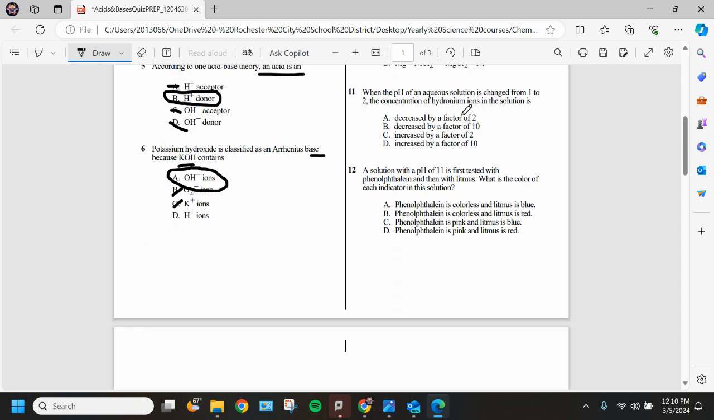11. When the pH of an aqueous solution is changed from 1 to 2, it's a 10 times change for every 1 pH.